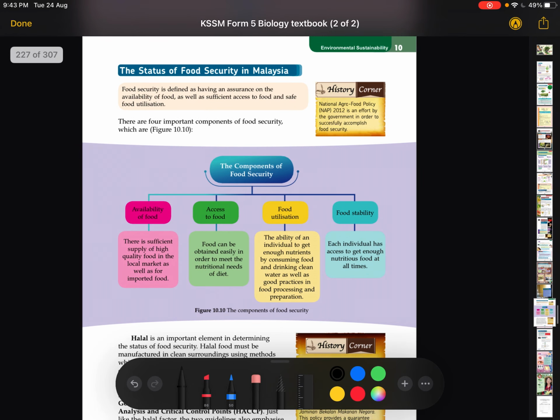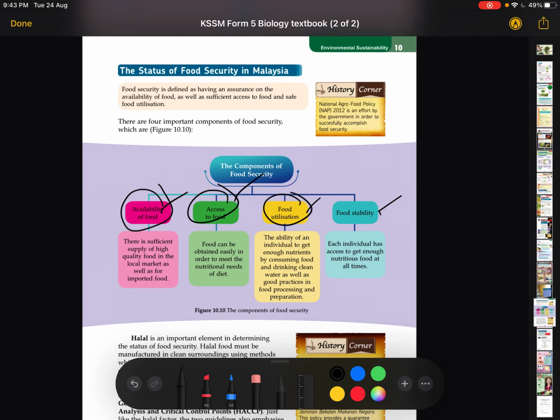I think the last one is food security. Oh no, this is also green technology, sorry. So food security, there's not really much. It's just making sure that you have food and you have access to food and you're able to use food without risking anything. So there are 4 main components: availability, access, food utilization, and food stability.